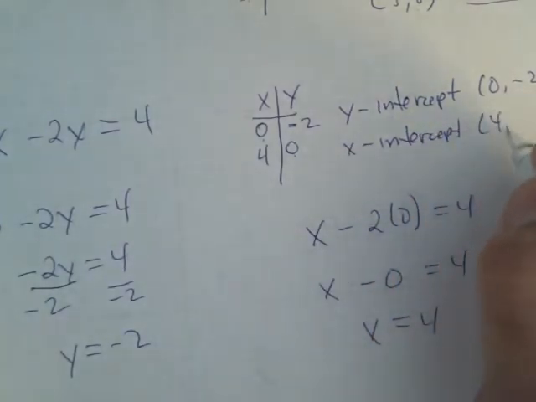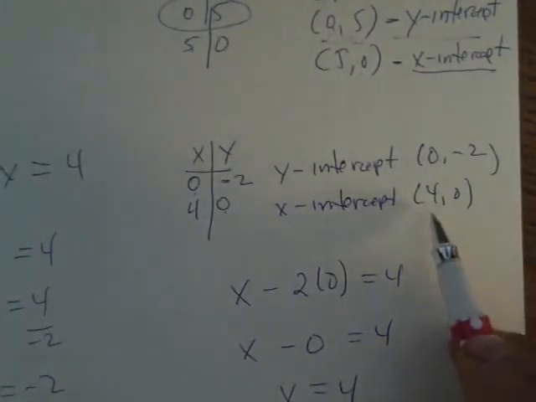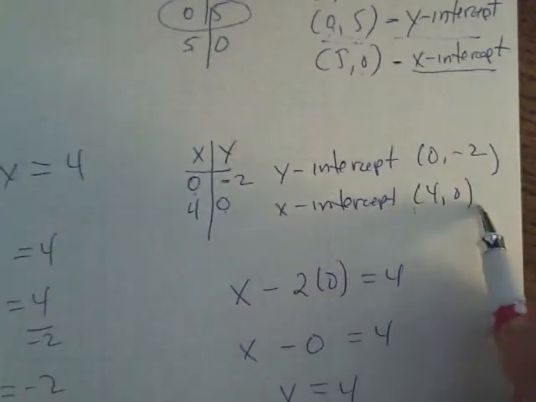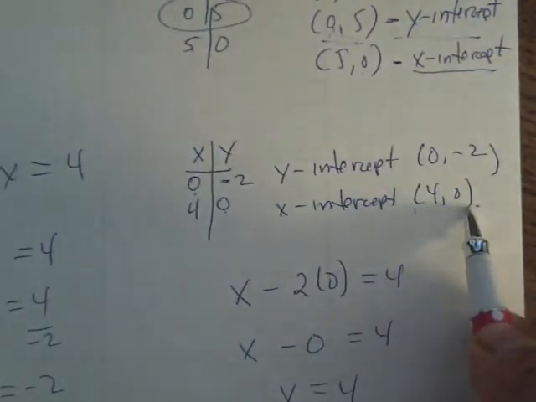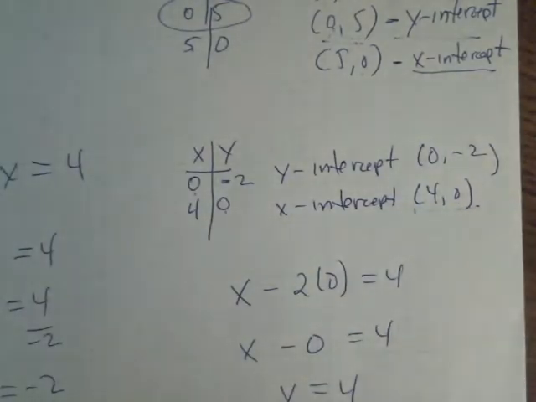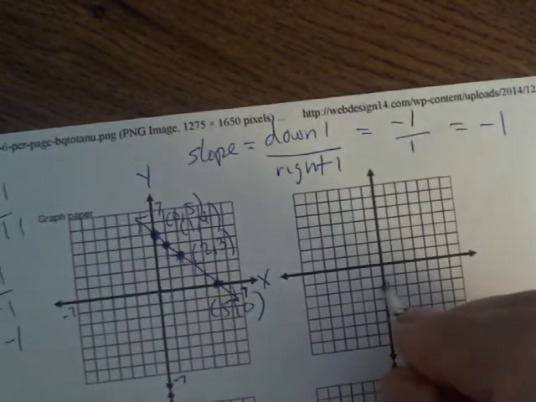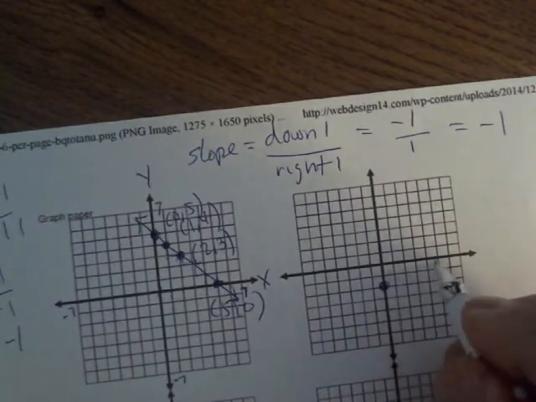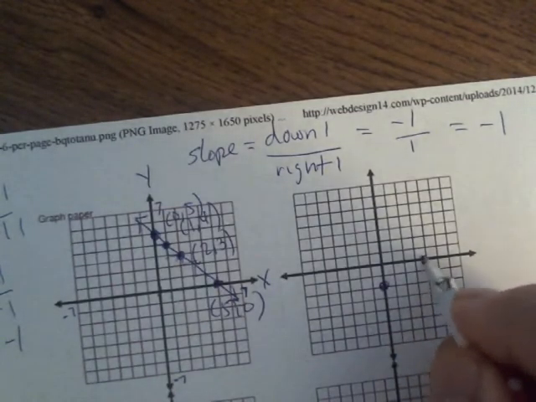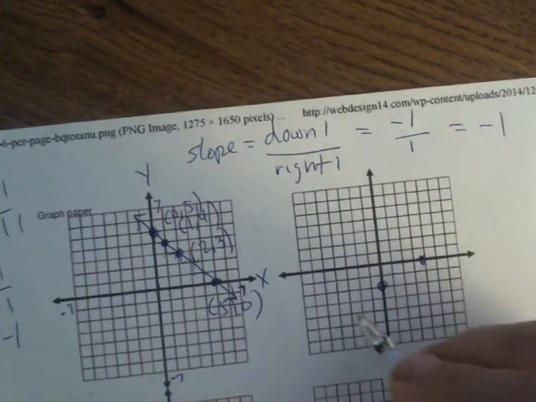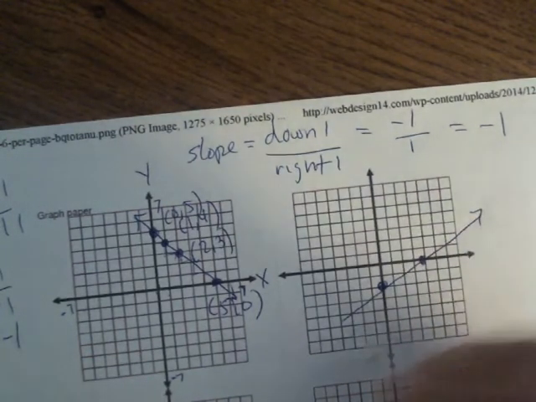So when you're asked on the test to list things in point form, don't just say x-intercept is 4, unless they tell you. But if they ask you in point form, you've got to put it in point form. So you've got to read the directions. Then I plot my (0, -2), which is here, and my (4, 0), which is here. So I can draw that line.